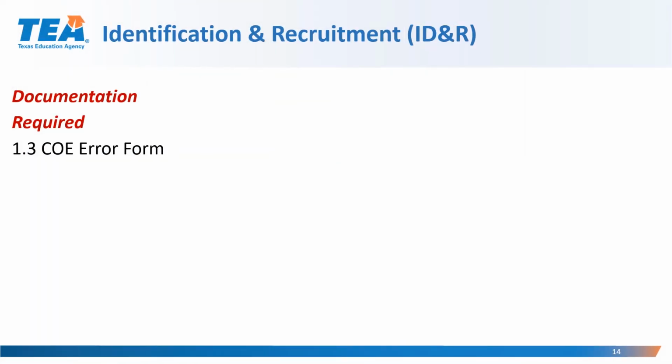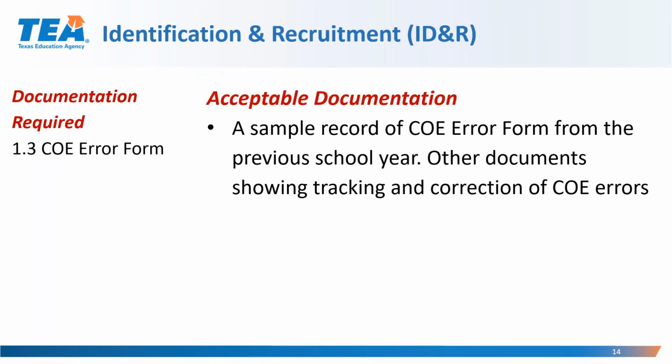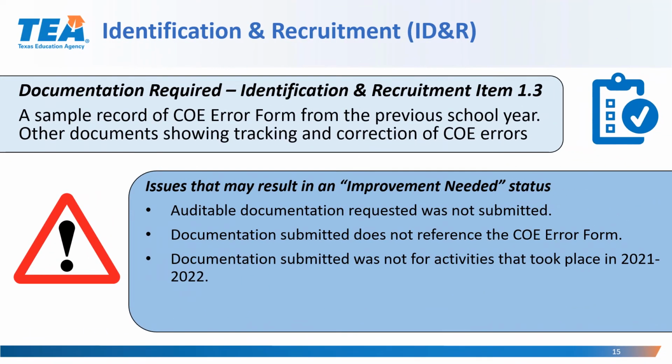Item 1.3, COE error form. Acceptable documentation: a sample record of COE error forms from the previous school year, and other documents showing tracking and corrections of COE errors. Again, for item 1.3, a sample record of COE error forms from the previous school year, as well as other documents showing tracking and corrections of COE errors.